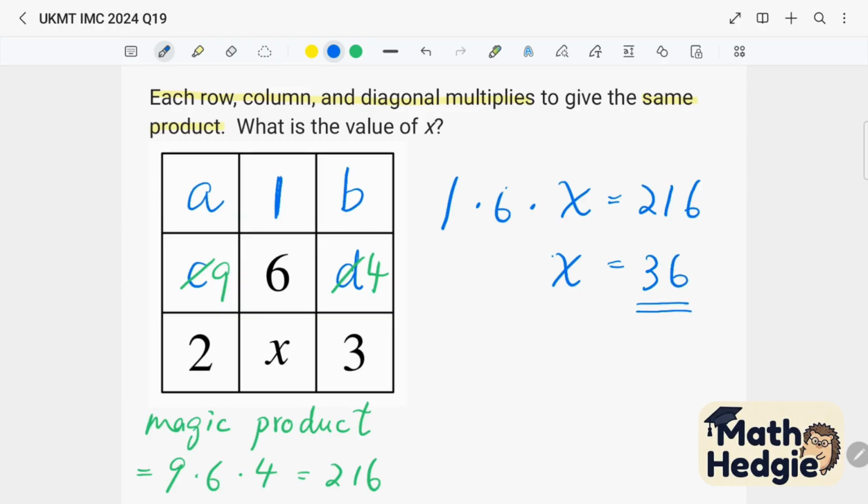Done. What about A and B? In this puzzle, our goal was to find x, so we don't need to find out A and B. But of course, we can find them out to check that every row, column, and diagonal gives the same magic product. I'll leave that for you to try.